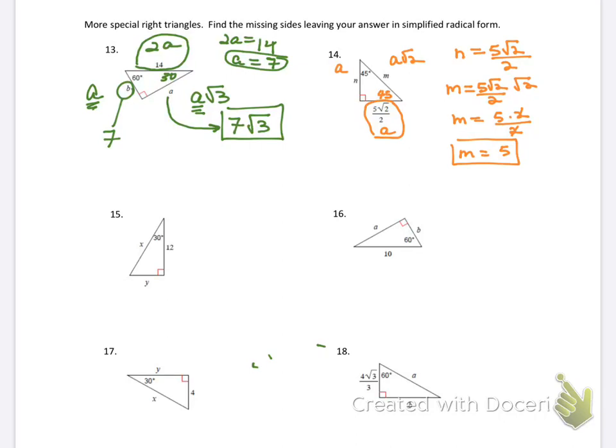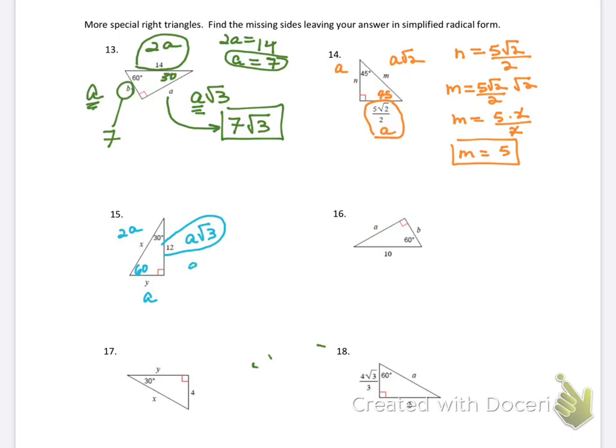Okay, so let's move on to 15. So 15 is a 30, 60, 90. And labeling, I have a opposite the 30. I have a root 3 opposite the 60. And I have 2a opposite the 90. So look for your relationship. There it is.